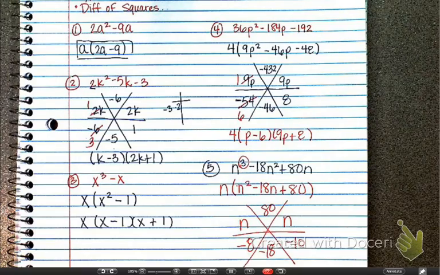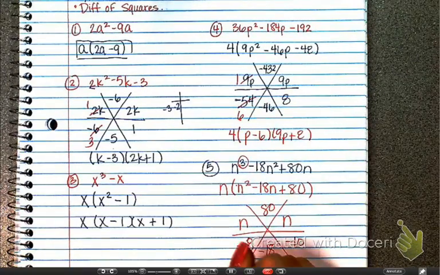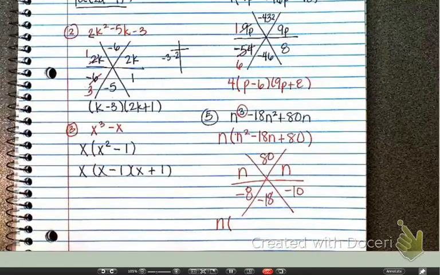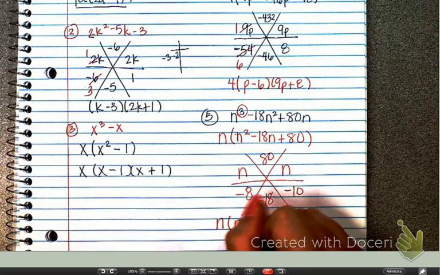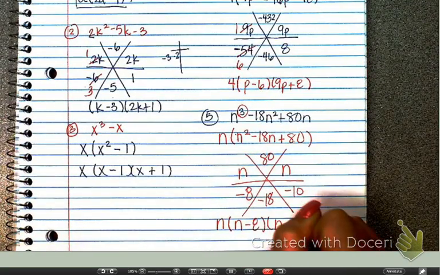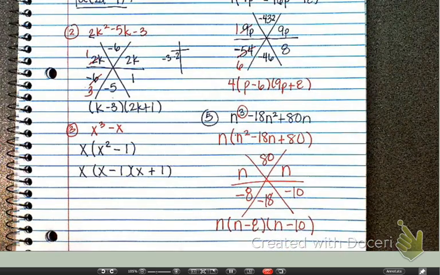Yep. Can't simplify anything. I have n on the outside. You can't see that, so let me fix it. There we go. N on the outside, n minus 8, and n minus 10 as your final answer.